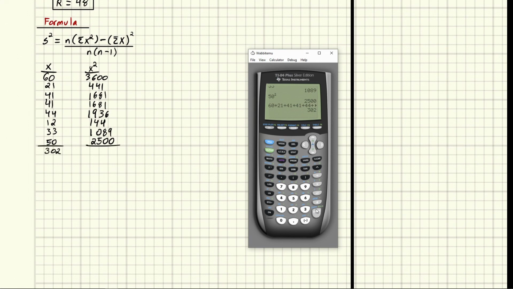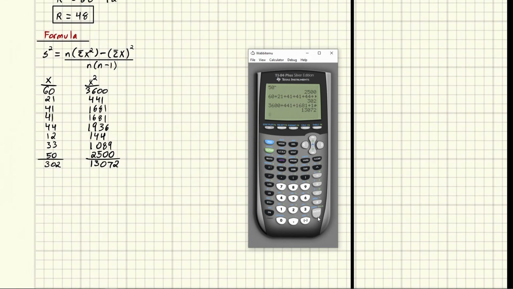And for the other column, we have 3600 plus 441 plus 1681 plus 1681 plus 1936 plus 144 plus 1089 plus 2500. And we get out 13,072.